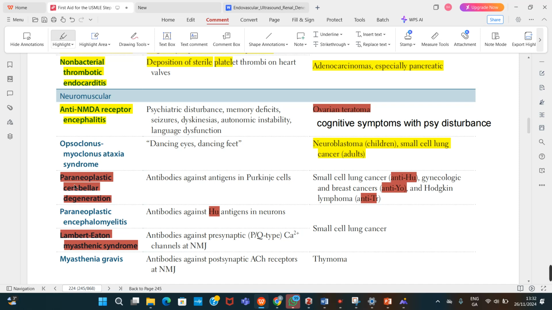So next is paraneoplastic cerebellar degeneration. Just name any cerebellar symptom that you can think of. This patient might have vertigo, dysarthria, difficulty in speaking, difficulty with movement and balance, ataxia, dysphagia. They can have tremor. What type of tremor do they have? Cerebellar lesion.